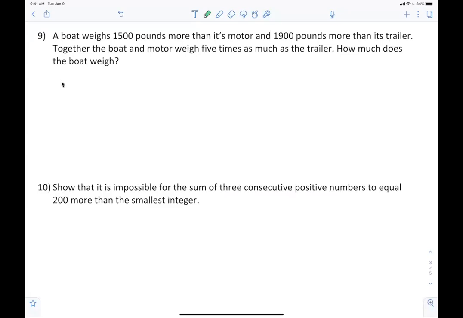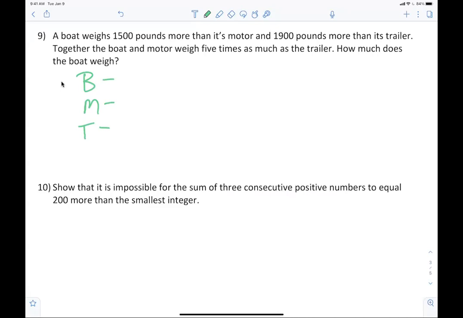Okay, now for us. There are three things involved. What's involved here? A boat, the motor, and the trailer. Everybody should be able to do that. Now, the boat weighs 1,500 more than its motor. So the boat weighs 1,500 pounds more than the motor. So that's a relationship. So there's got to be an X somewhere.